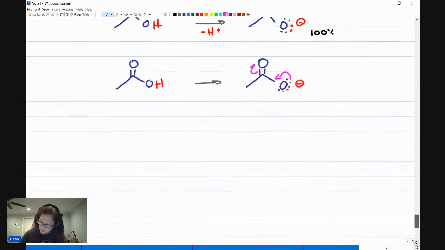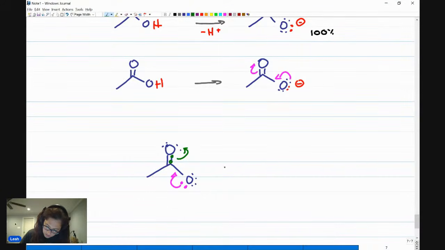So if we show this resonance here in more detail, if I have a molecule that looks like this, now watch what happens to the electrons. We'll make these pink. These go here. We'll make these green. They go up here.